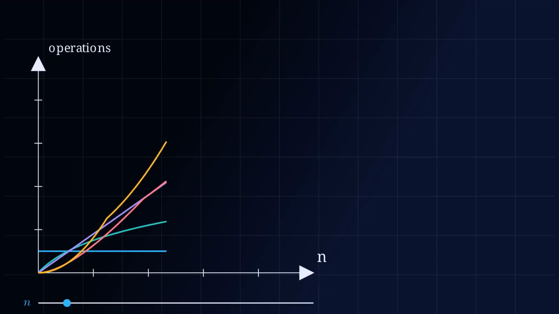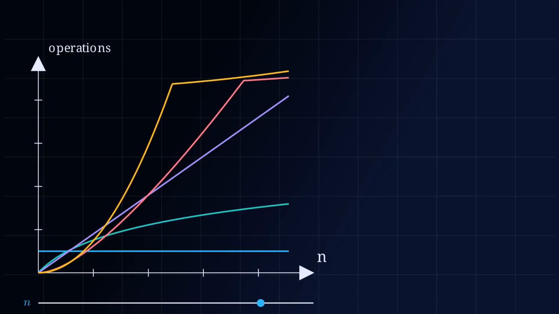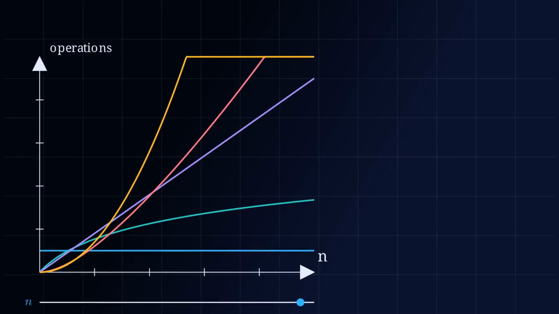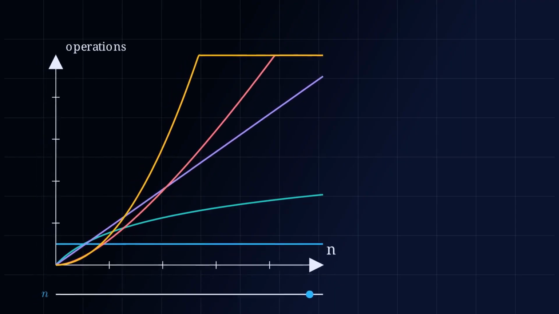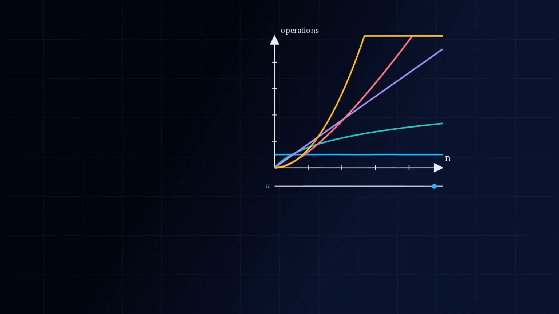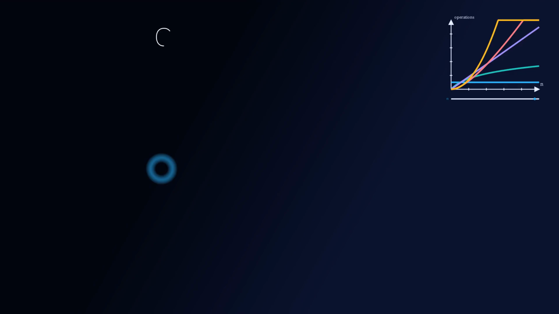The pack that looked identical a moment ago splits into a dramatic spread, some sprinting off the top of the screen while others barely inch forward. That separation is the entire story of this video. But a curve on a graph is abstract. To really feel it, we need to meet each runner up close and see the actual algorithm that runs at its pace. First up, constant time, order 1.